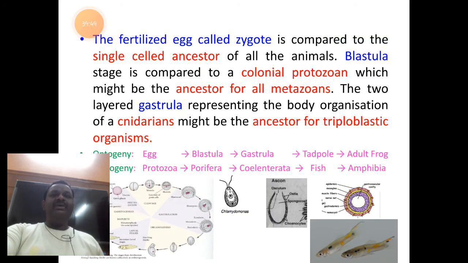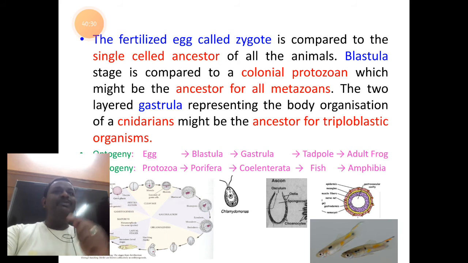For example, here the fertilized egg cell stage called a zygote can be compared to a single-celled stage of diploid organisms or diploid animals like protozoans. So the zygote cell is the ancestor of protozoans. Later to the zygote stage in the development we find cleavage, morula, blastula, indicating the multicellular nature. So the blastula stage is considered as the ancestor for the colonial protozoans, the multicellular metazoans.